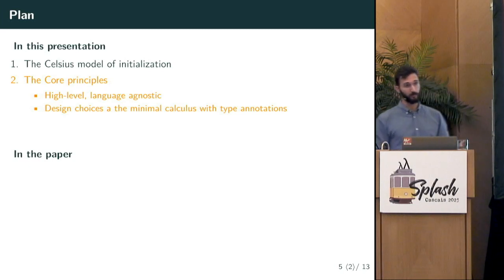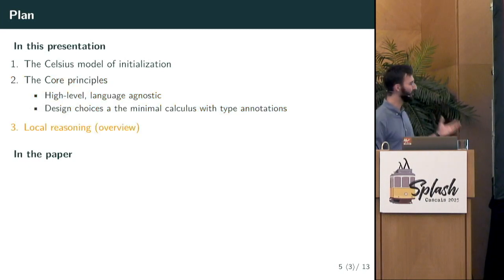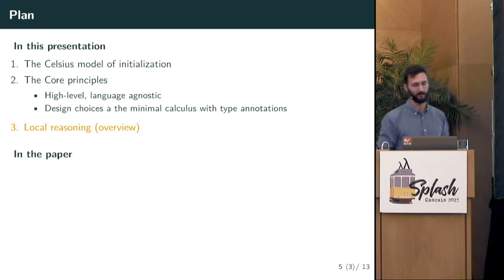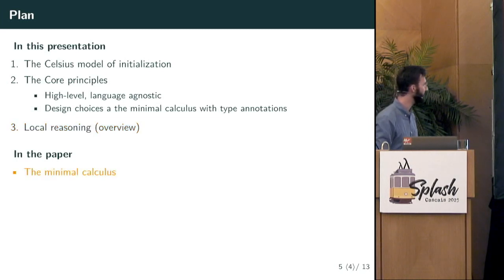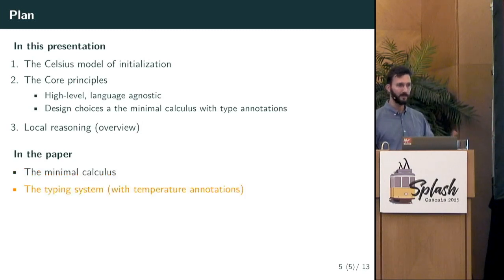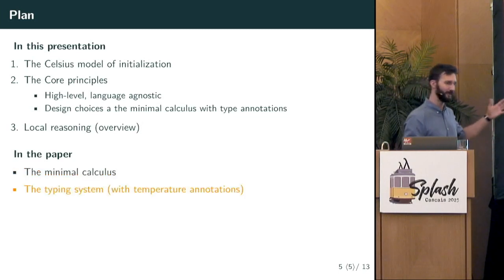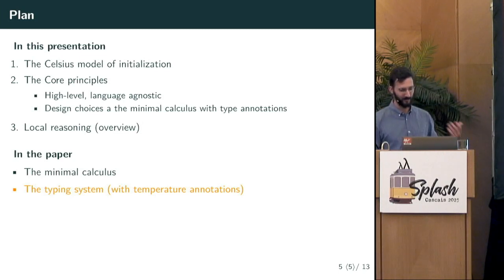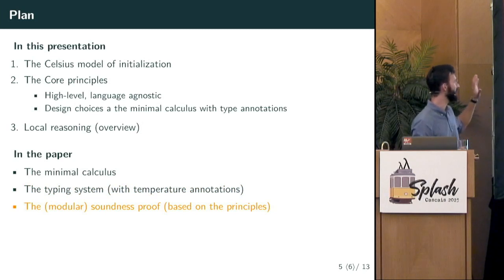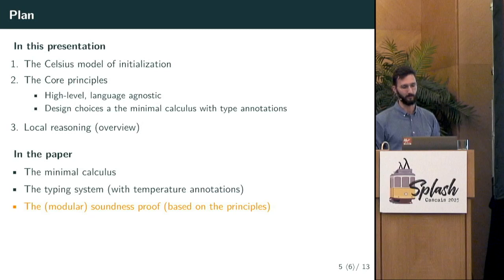And if you follow the principles, you'll be rewarded by local reasoning, which is the core idea, the core property of a system for safe initialization that I'm going to give you an overview of. In the paper, you'll find the actual calculus that illustrates those properties, the typing system with temperature annotations that we have for the minimal calculus. And then a soundness proof that is very modular because it only relies on the principles in a way.